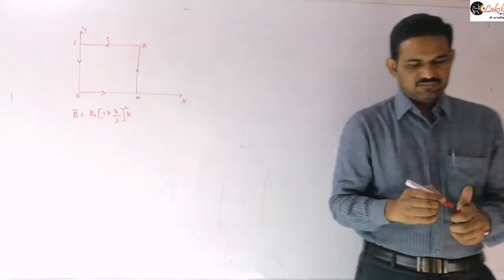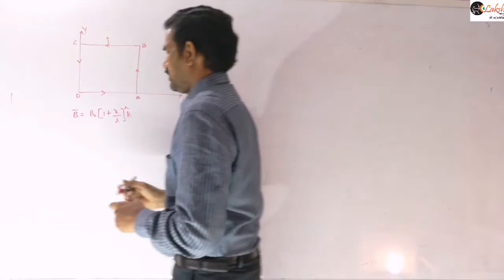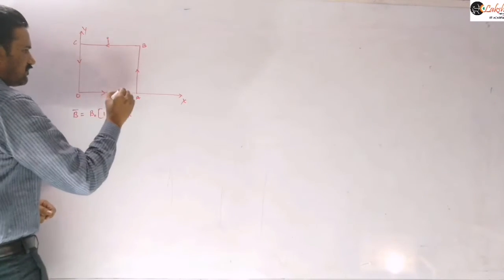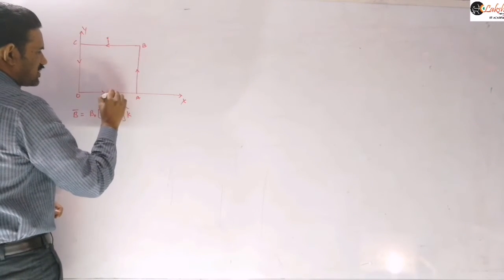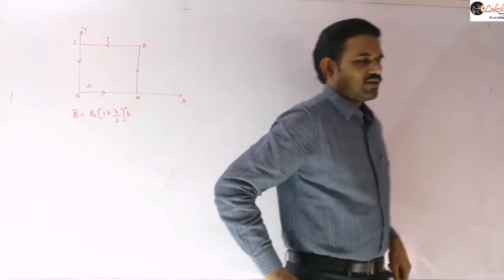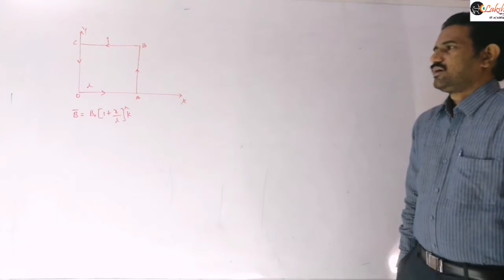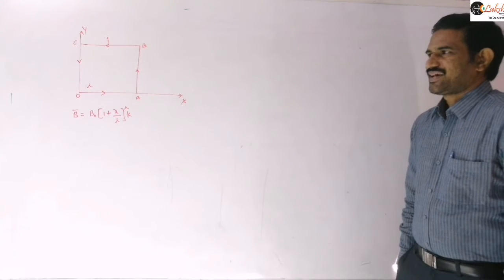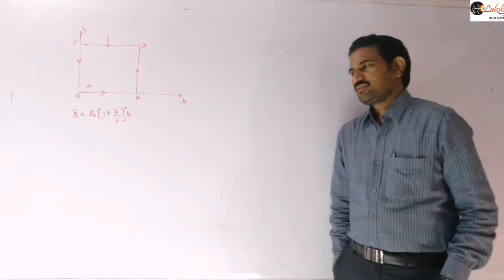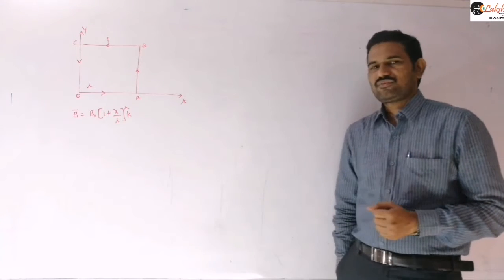So note down that problem. A square loop of side L, carrying current I, is placed in XY plane as shown in the figure.